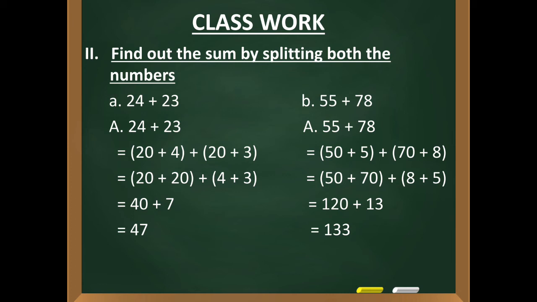In the same way 55 plus 78. First split the first addend, that is 50 plus 5, then the second addend 70 plus 8. Now take the two digits one together, that is 50 plus 70, then the one digit numbers together, that is 8 plus 5. 50 plus 70, count in tens and you will get 120, then 8 plus 5 is 13. So 120 count forward 13 times, you will get 133.